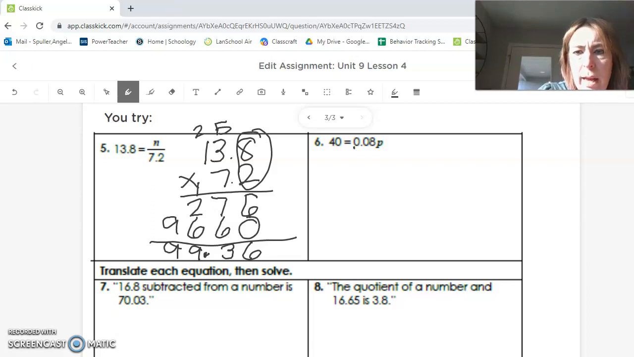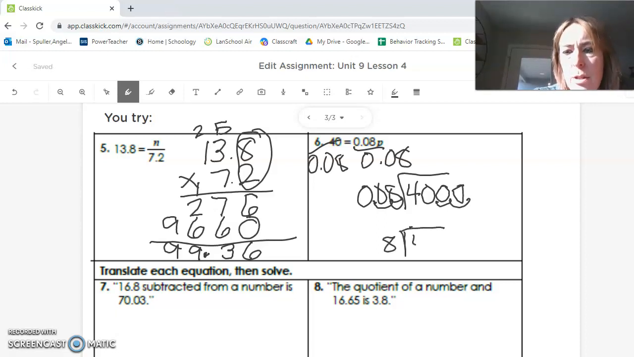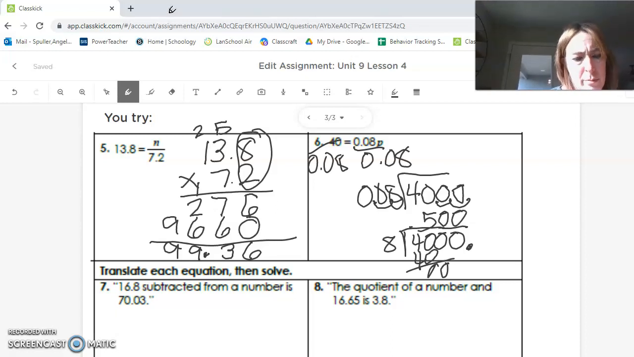All right. So here we had divided by 0.08. So same thing, division, 0.08. So I'm going to say 40 divided by 0.08. And remember, I'm moving that decimal 2 times, so I'm going to move it 1, 2, 1, 2. So this is how many times 8 goes into 4,000? Well, it goes in there 5 times. That gives me 40. 0, bring down those. There are 2 zeros. There's my answer.